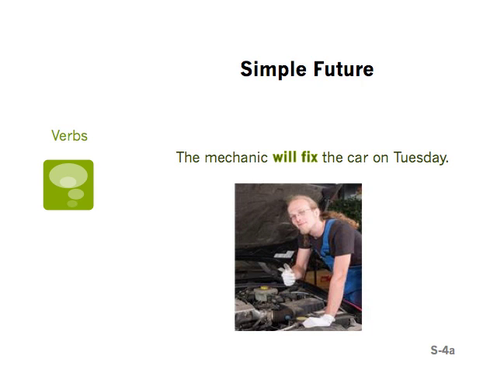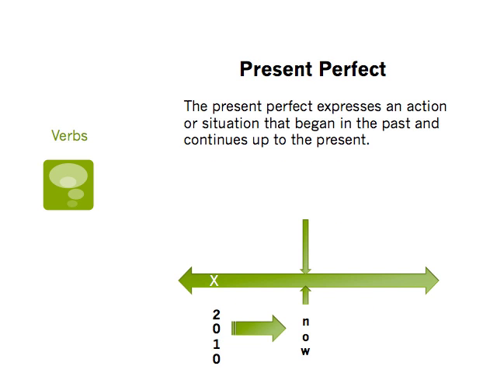Without the word will, the reader can't know if the mechanic fixed the car last Tuesday, or that the mechanic will do the work next Tuesday. Whether or not the mechanic will do the job right is another matter. In addition to the simple and progressive tenses, we often need to use the present perfect tense for actions or situations that began in the past and continue up to now.